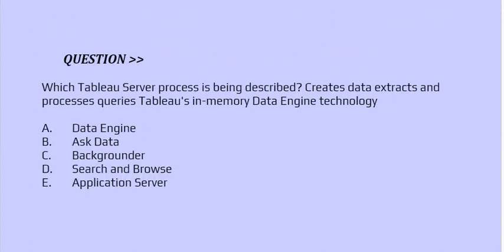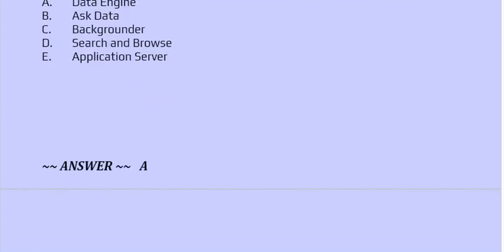Next question is which Tableau server process is being described? Creates data extracts and processes queries using Tableau's in-memory data engine technology. Option A, data engine. Option B, ask data. Option C, backgrounder. Option D, search and browse. Option E, application server. Correct answer is option A.